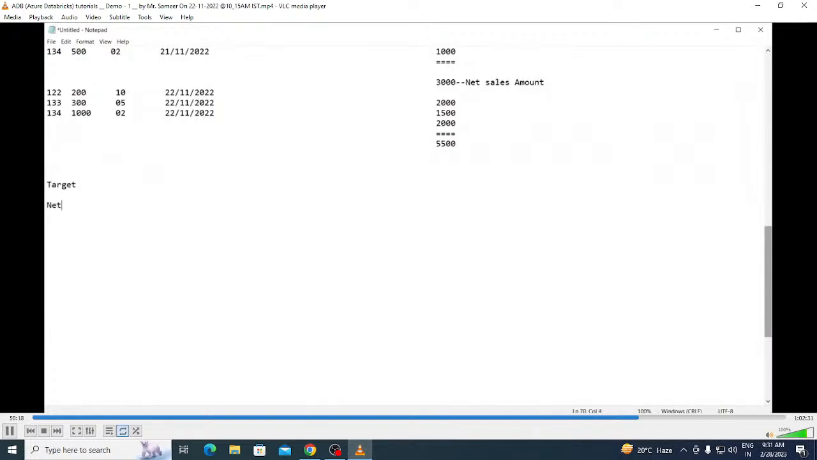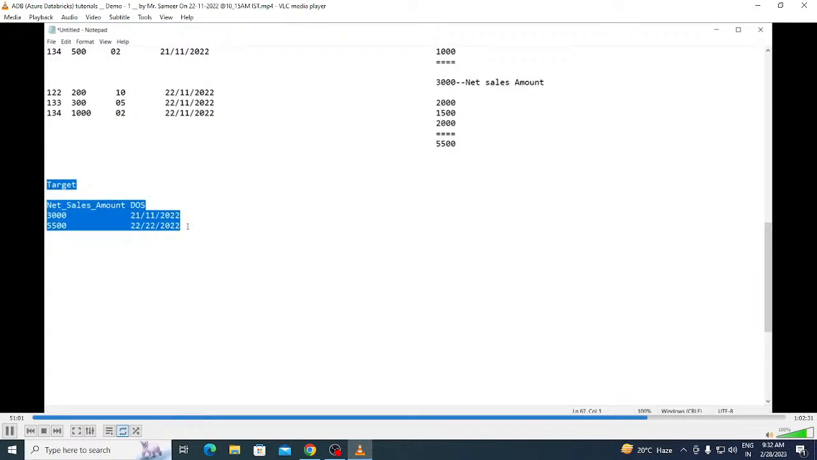Net sales amount, underscore, sales underscore amount. Net sales amount is what? 3,000. And for which date is it? So I am declaring one more column here, that is date of sales. I am using 21-11-2022. And then we have 5,500, and it is on 22-11-2022. Now, this particular thing is called the output.